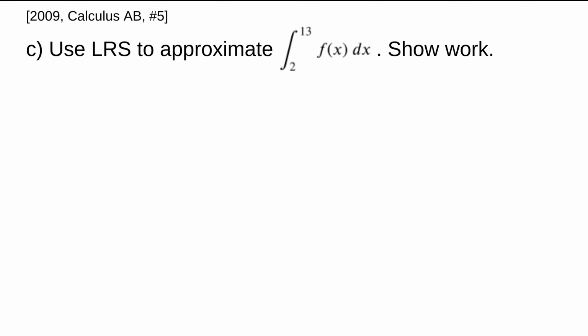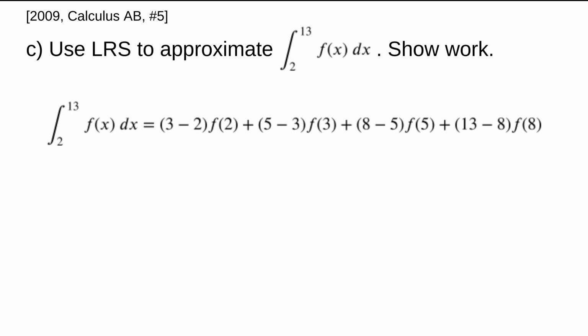In part C, we are asked to use a left-hand Riemann sum to approximate the integral from 2 to 13 of f of x dx and to show our work. One of the main things to understand about free response questions where you have to either calculate a left-hand Riemann sum or a right-hand Riemann sum is you have to show this sort of sum of products, right? You have to show that you are multiplying a width by a height for each of the necessary intervals.